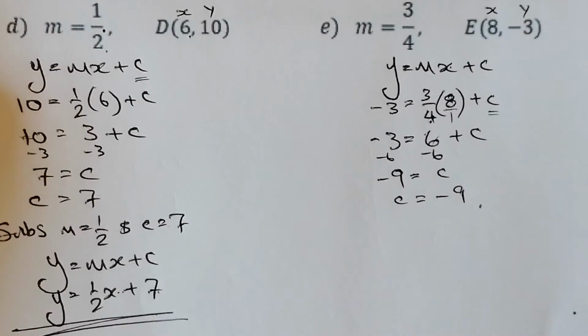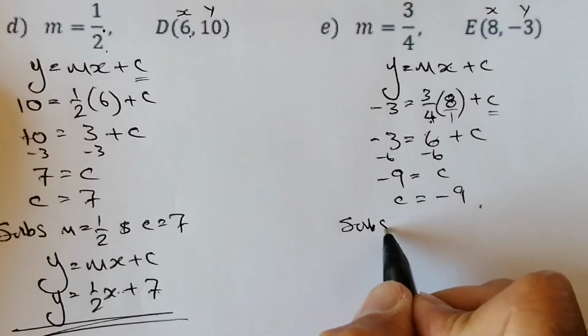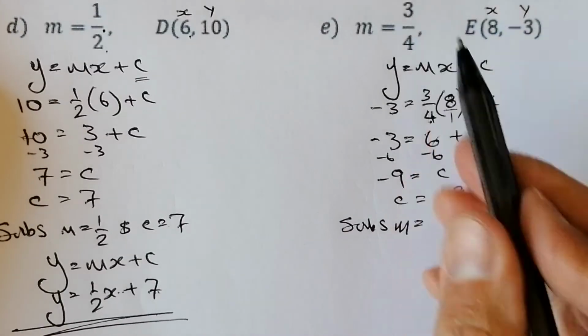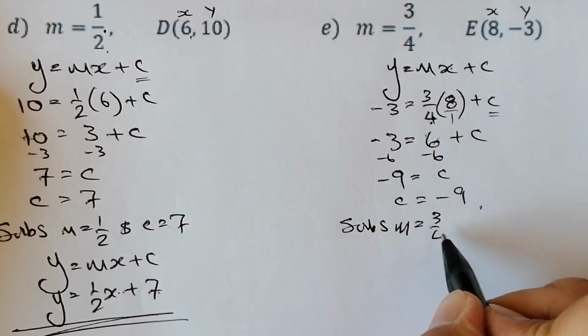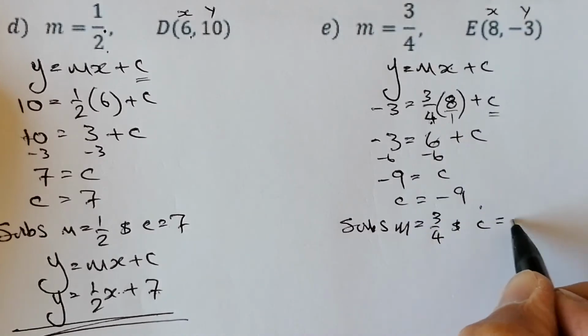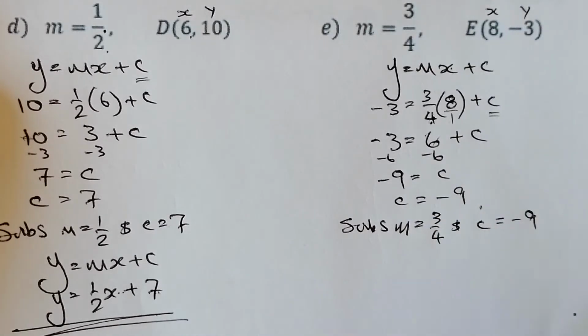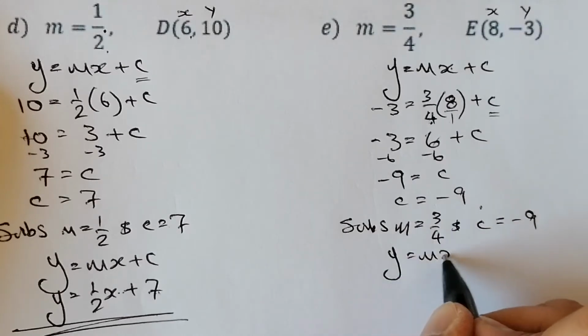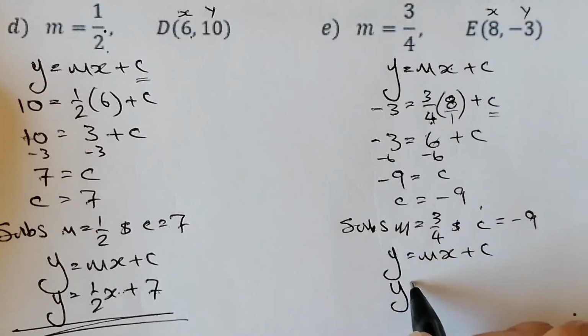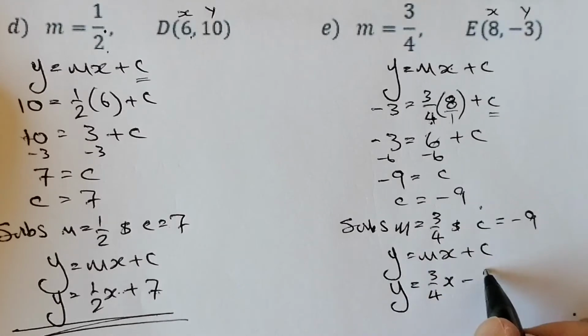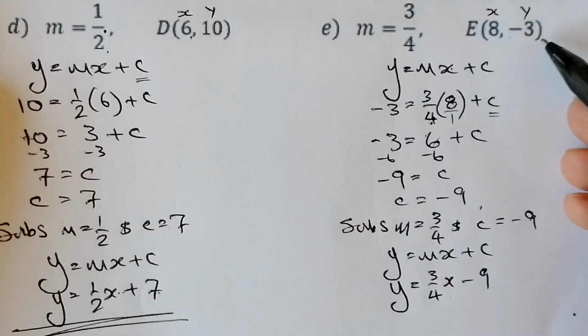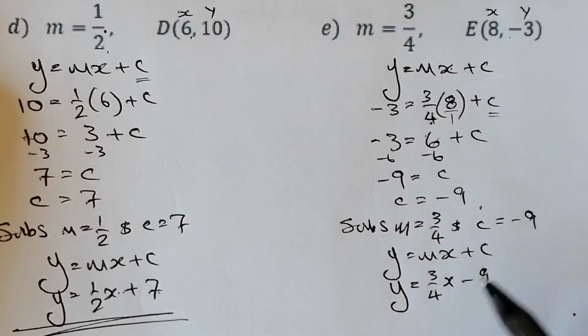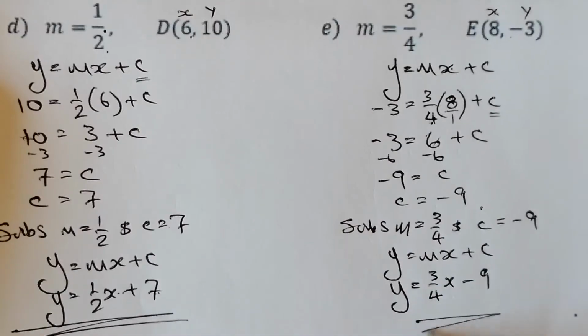All I'm going to do now is substitute it into the formula. So substitute the gradient that we were given. Gradient was 3/4 up at the top. And the c value that we worked out was minus 9. Substitute it into y equals mx plus c again. So the equation of this line here, with a gradient of 3/4 and passing through the point 8, negative 3, is y equals 3/4 x minus 9.